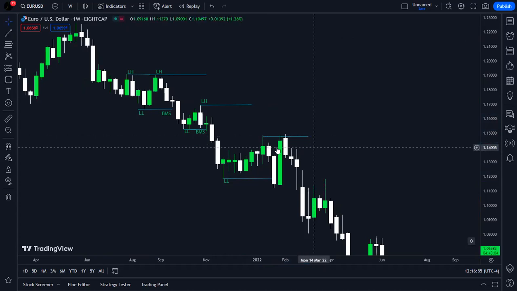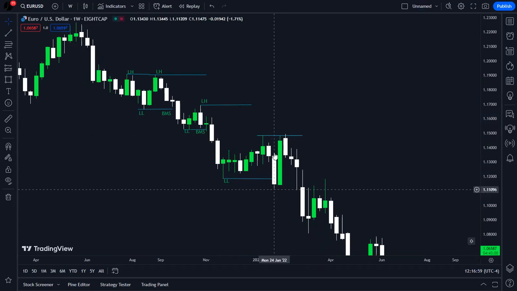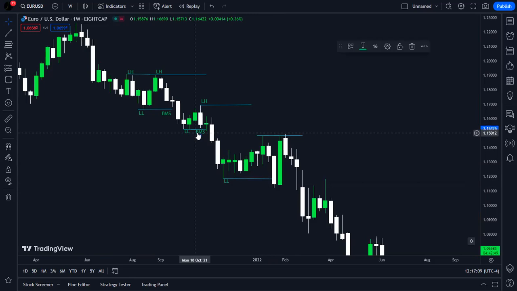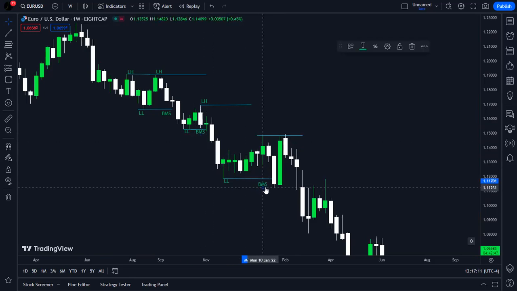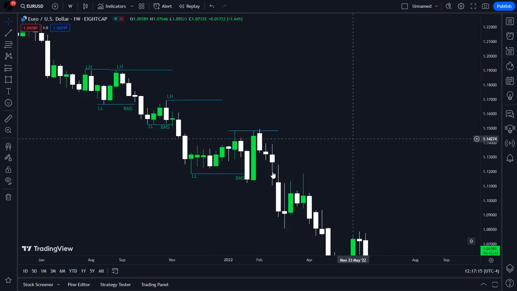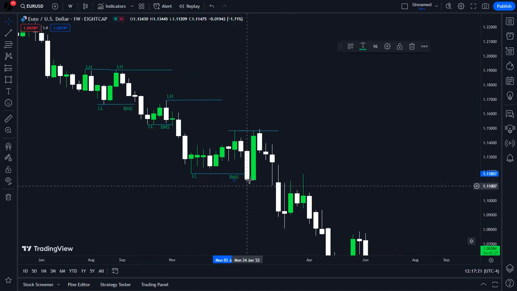This is a new lower high right here. Immediately the market broke below this previous lower low. Now we have a BMS, right here. So BMS right here, break in market structure. After the break in market structure, we get a new lower low. This is the new lower low, this one.